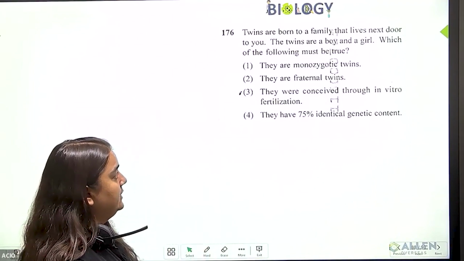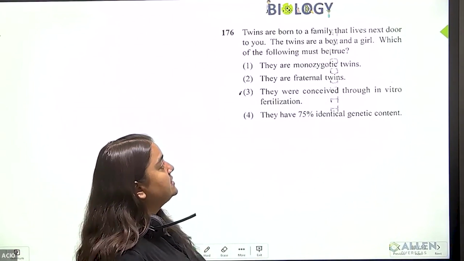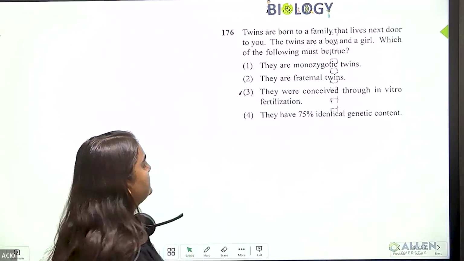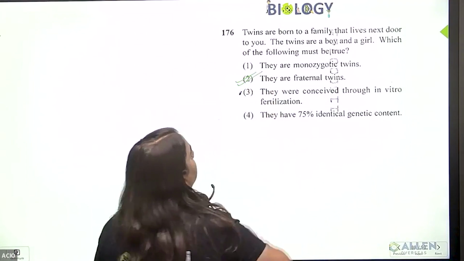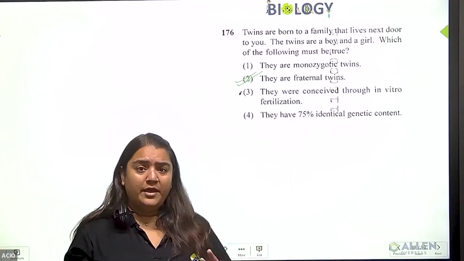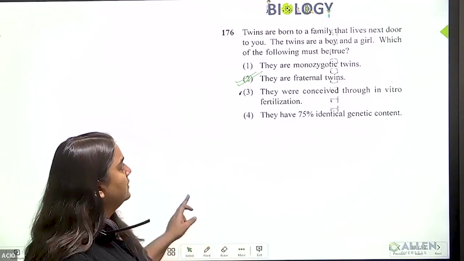Twins are born in a family that lives next door to you. The twins are a boy and a girl. That means they are non-identical twins. That means they are fraternal twins, because monozygotic twins will always be two boys or two girls.